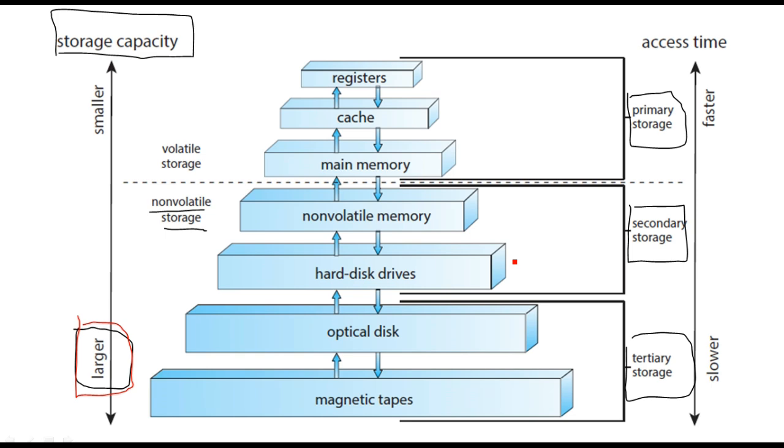This arrangement is usually not possible because of two reasons. The first reason is the main memory is usually too small to store all the needed programs and data permanently. And the second reason is the main memory is a volatile storage. Volatile storage means as soon as the power goes off, the contents of the main memory get lost. We won't get it back. The data stored in the volatile memory is lost when the power goes off.